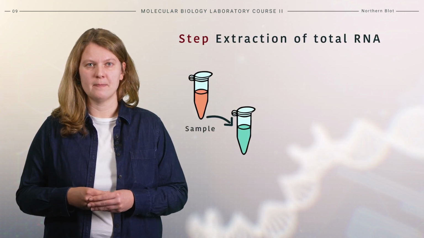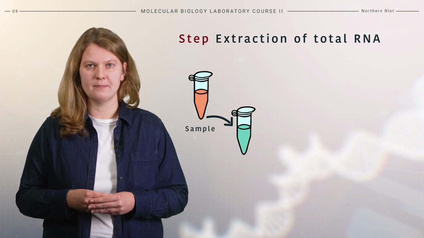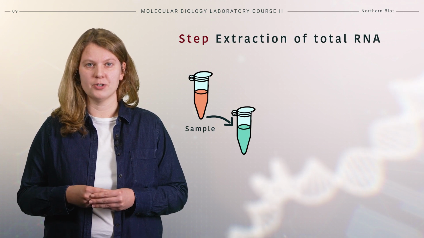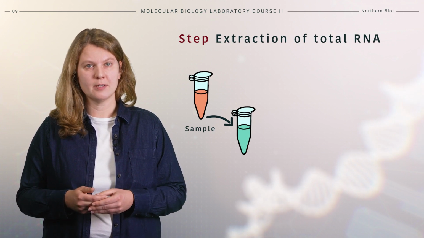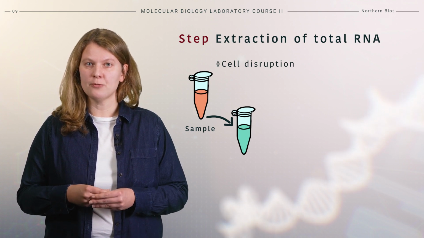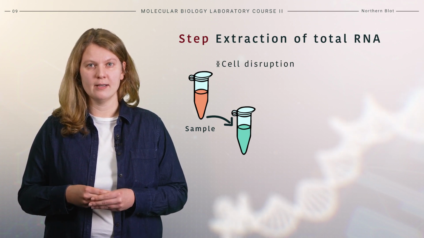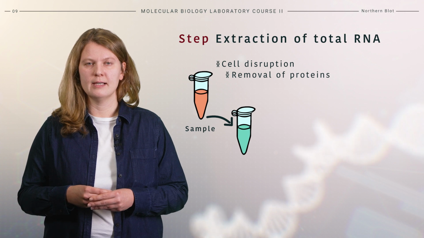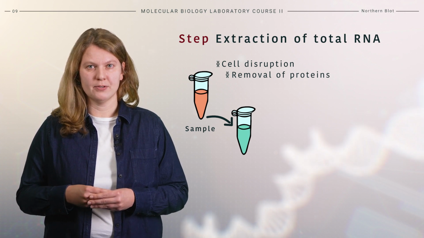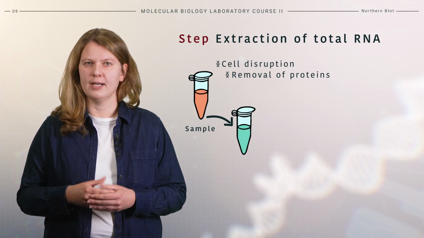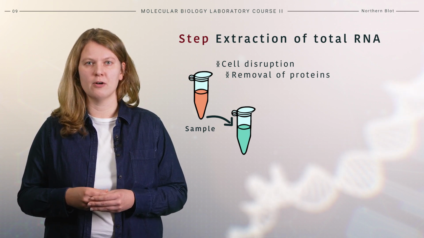Let's see the first step, the isolation of total RNA. The basic principle of protocols for RNA isolation starts with lysing the cells by disrupting the cell wall and the membrane. This is followed by the separation of RNA and the removal of the DNA and proteins. Several RNA preparation methods are available, and here we will mention two: the organic extraction method and the spin column-based method.